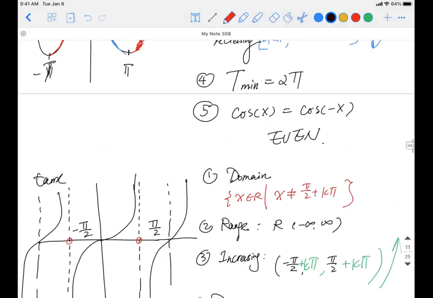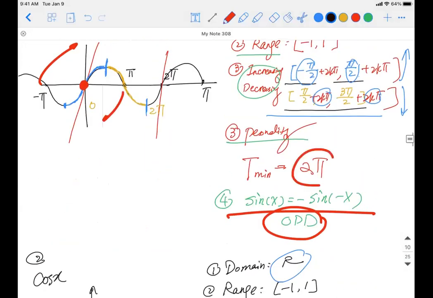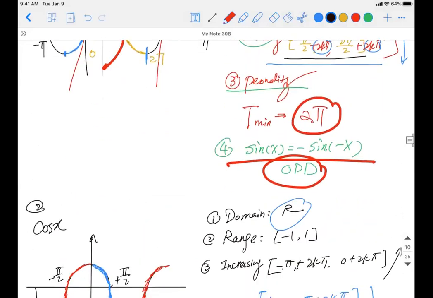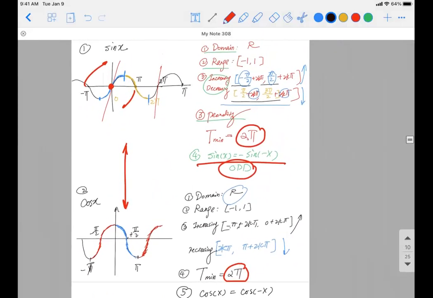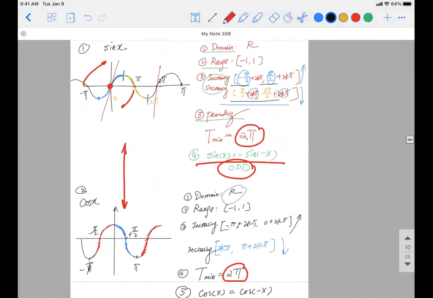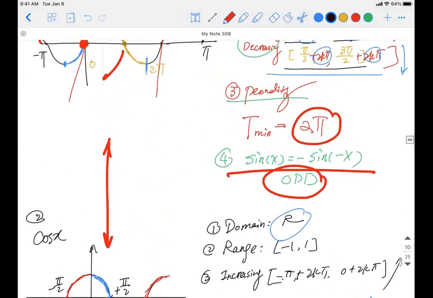If you do a quick comparison, cosine and sine, they're basically the same thing, right? Why? Later you will understand. Sine x and cosine x, the only difference is you shift pi over 2, and you will get exactly sine x to cosine x. So that's the reason why most of the properties for sine x and cosine x are pretty much identical.